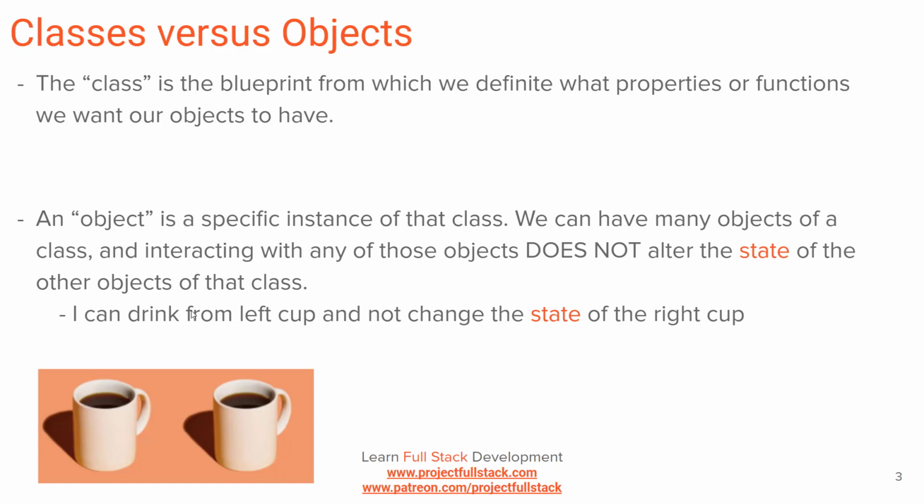So again, in my little cup example, I have two objects. They're both coffee cups. They're both derived from some class that created these coffee cups. I can alter the state of the one on the left. I can drink from it, and it doesn't change the state of what's on the right.